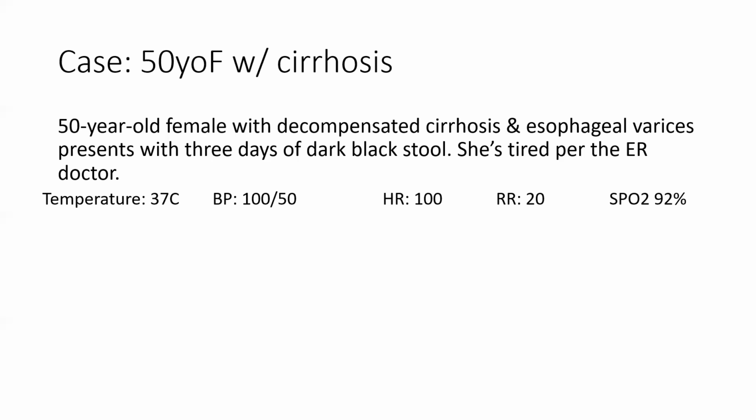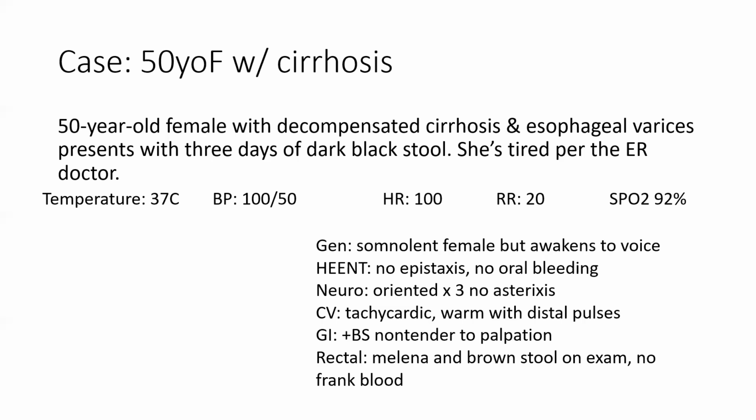So, great. So you go to see her. She is somnolent, but she awakens to voice. She's got no bleeding anywhere in her mouth, nothing on her gown. She's oriented. She has no asterixis. She's tachycardic. She's warm and she has distal pulses. And then on her rectal exam, you see some melena, but it's mostly brown stool. On her exam, there's no frank blood.